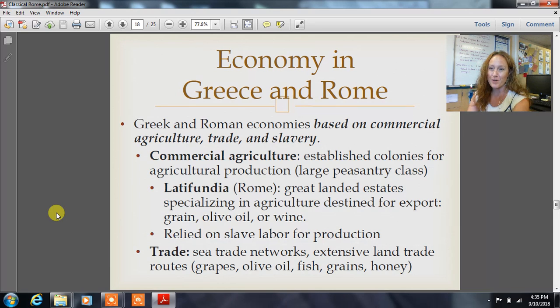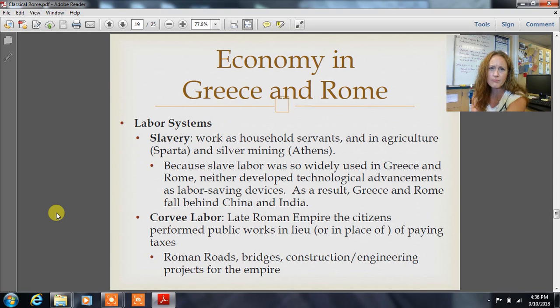Trade, being run in the Mediterranean, a lot of trade was conducted through sea networks, but you also had extensive land trade where they would trade with Central Asian nomads, and then those goods were often taken even further to the Han Chinese. So there was a lot of indirect contact between the Han and the Romans through the Silk trade routes. So labor systems, slavery, again, worked as household servants, in agriculture and silver mining.